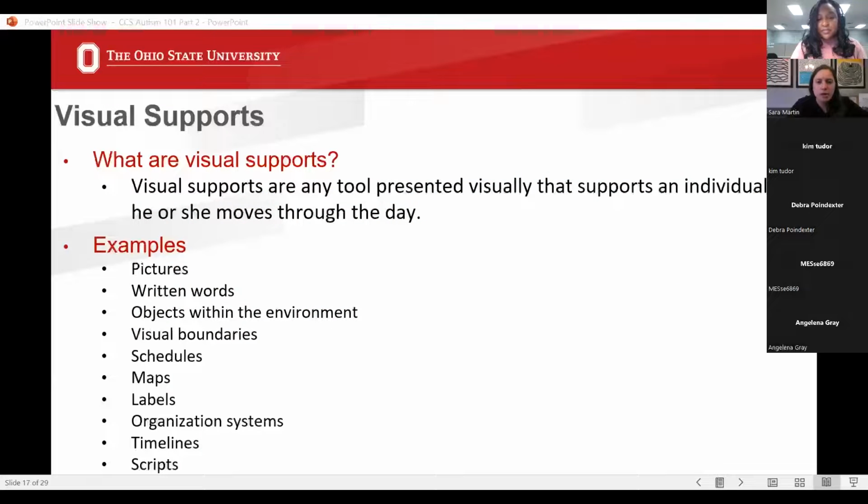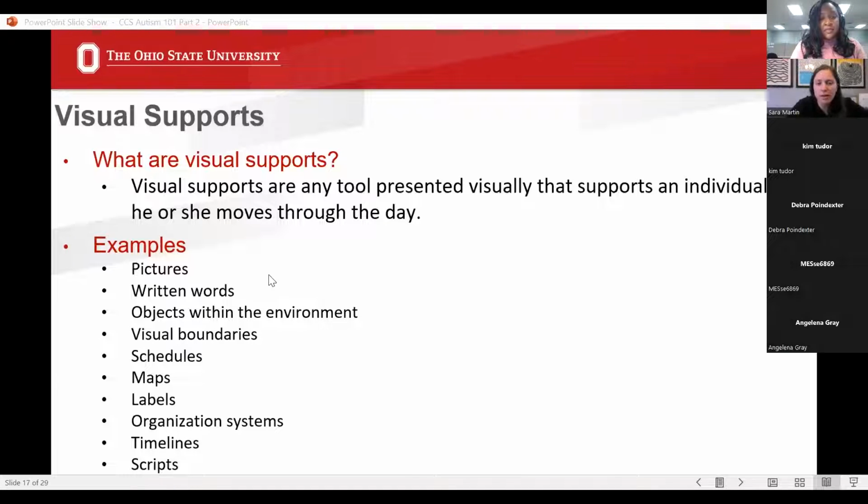So now we're going to talk in a little more detail about visual support. Another key support for students on the spectrum is the use of visuals to help clarify information and promote comprehension. Students on the autism spectrum tend to be visual learners, and visuals can come in many forms and should be developed based on the student's needs and preferences. On this slide, we're going to talk about what visual supports are and go through some examples.